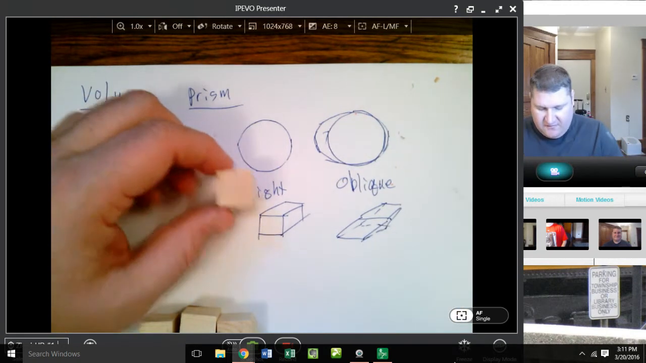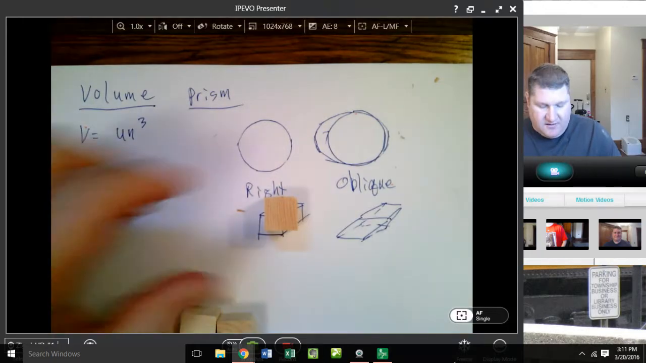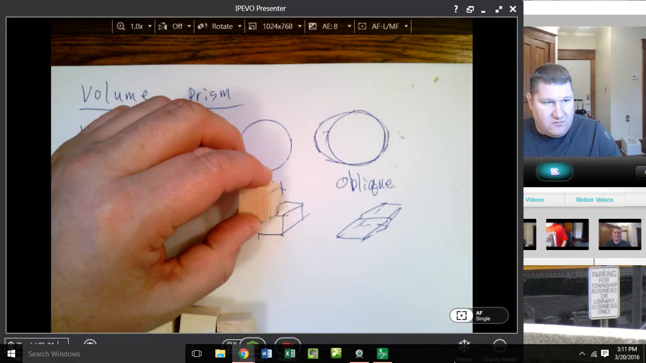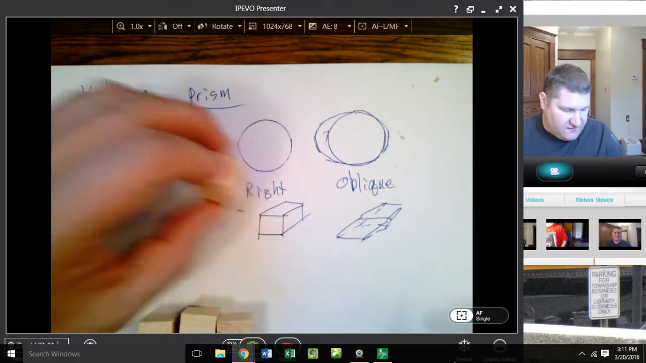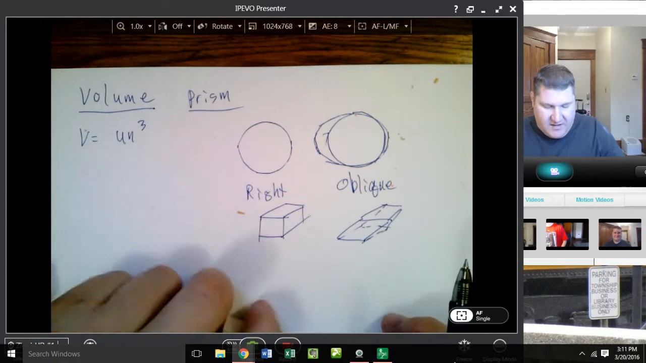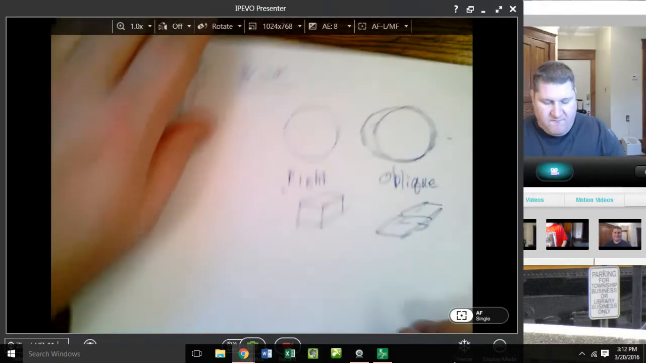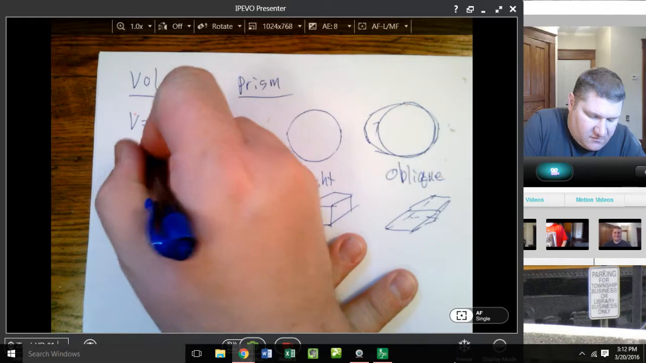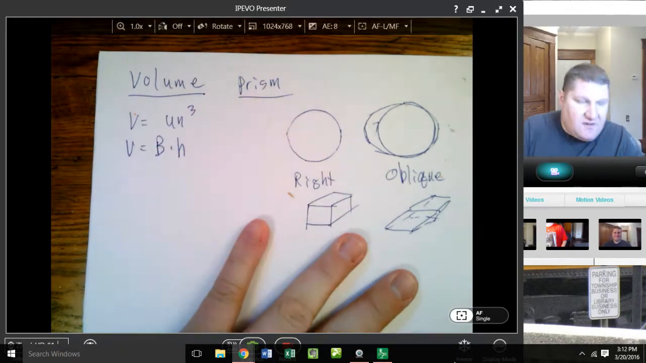And it would be off to the side. So instead of standing up straight like this one does, this one's actually going to be off to the side. So you have right and oblique. For volume, it doesn't really make a huge difference because it's always going to be base times height.